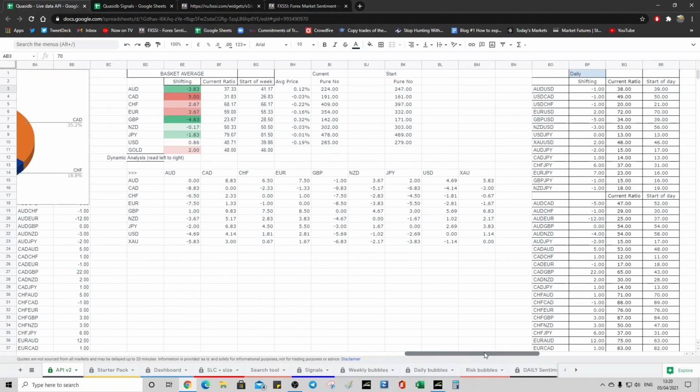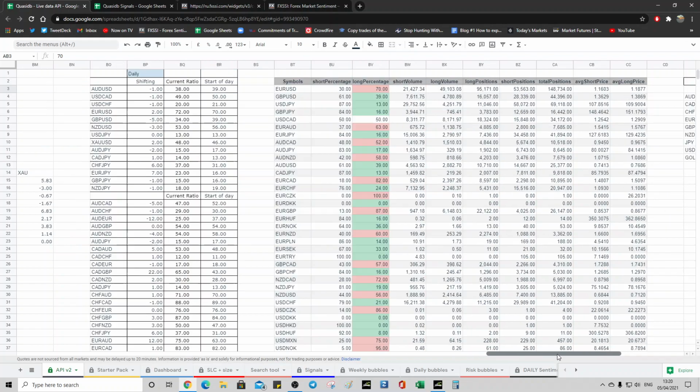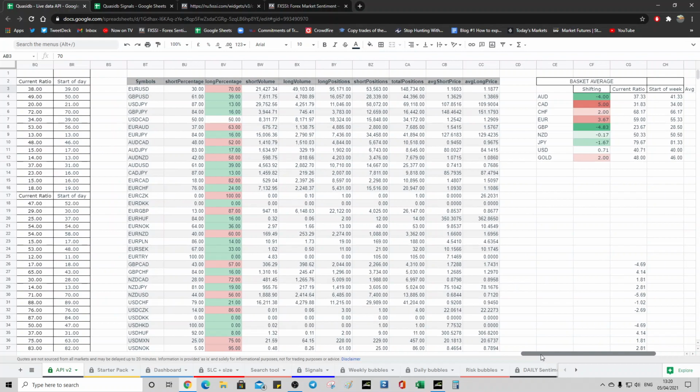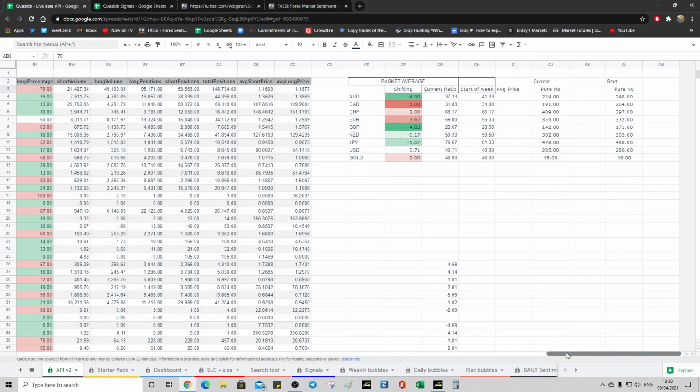If you scroll right, this is your daily data. The reason for having daily data and weekly data is that we can see things agree over time. And that's how the weekly bubbles and the daily bubbles come into play. I'll make a video to cover both those tabs eventually when we get there, but there are a lot of tabs to go through. So there's your daily, and the same logic applies. Over 50%, below 50%. That's the pivot between buy or sell.